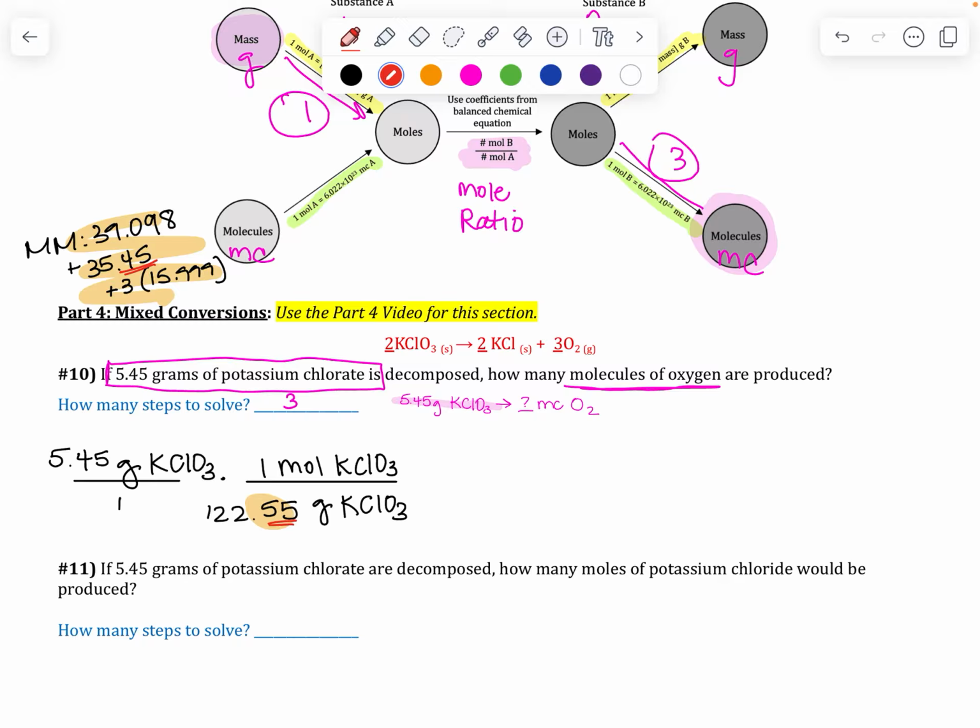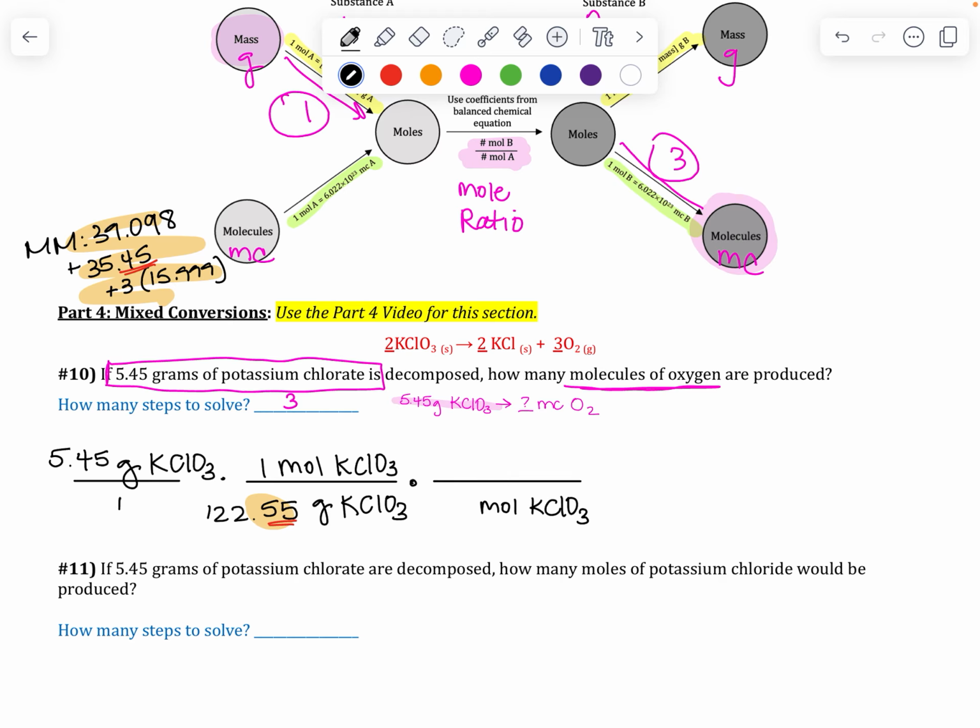If I was to stop here, my units for my answer would just be moles of KClO3. It's a one-step conversion, but we need to get to molecules of oxygen, which means I need to use that mole ratio from my reaction or from my equation. So I'm getting rid of moles of potassium chlorate.